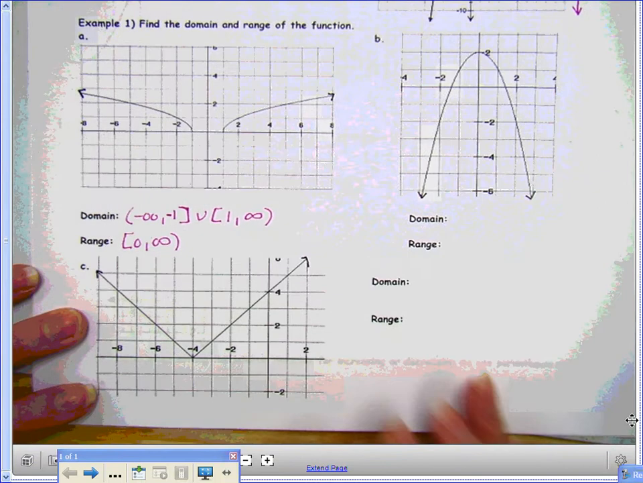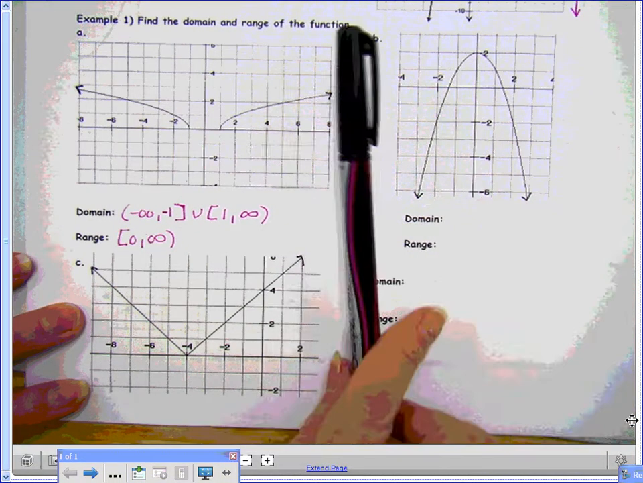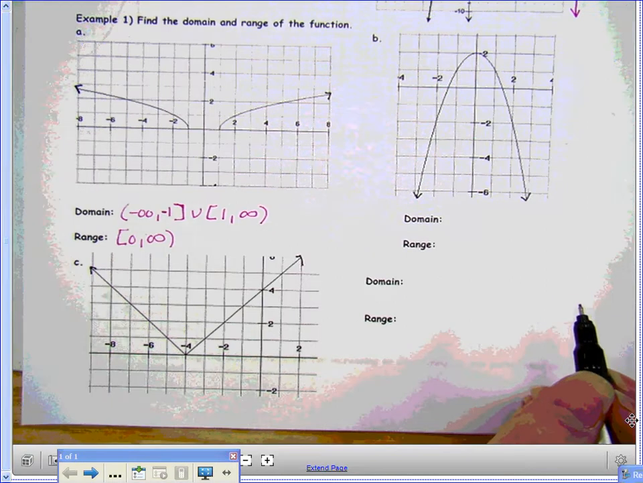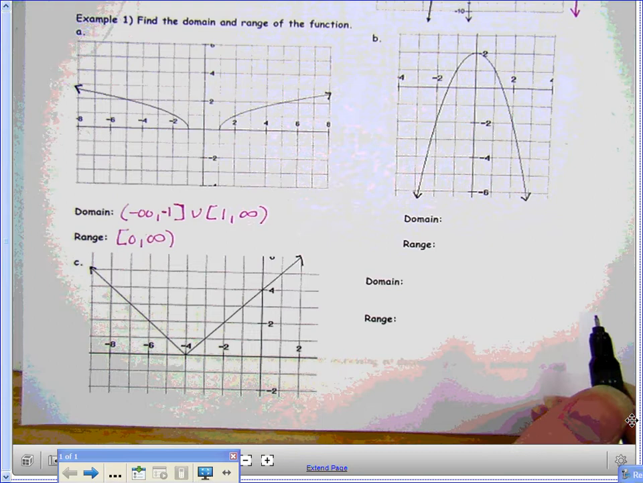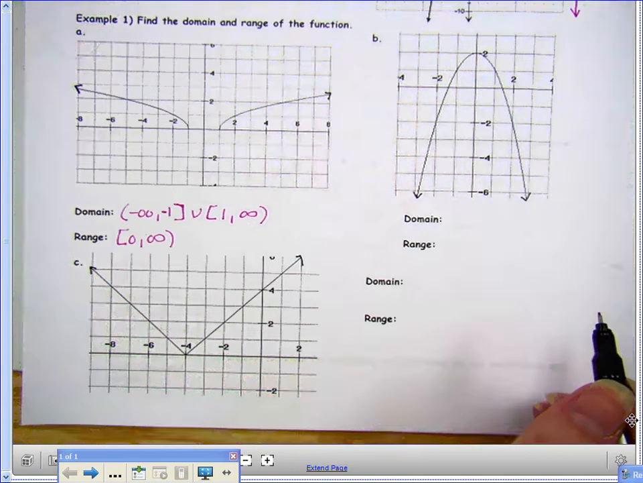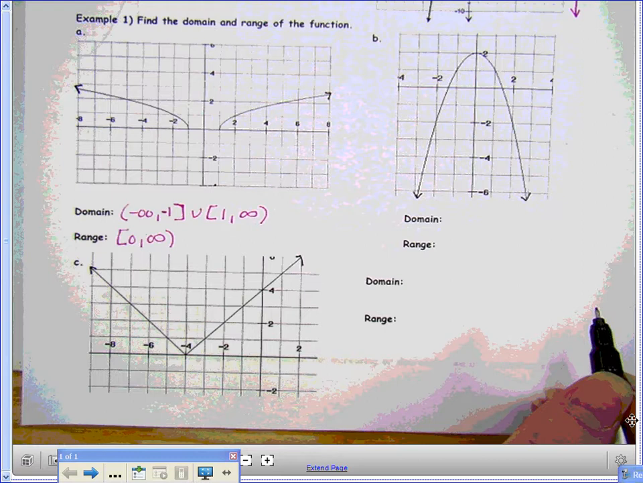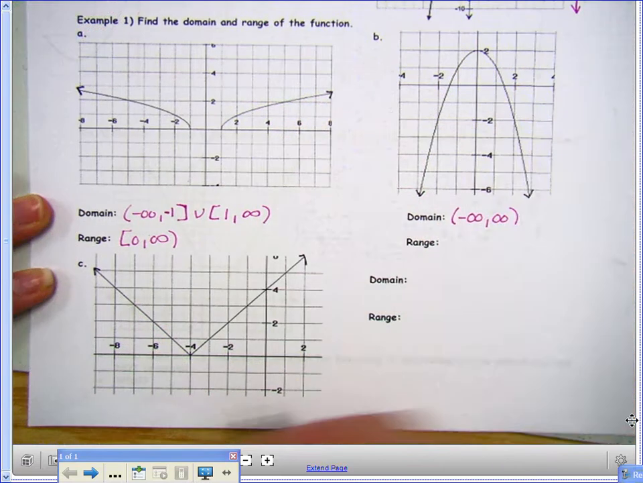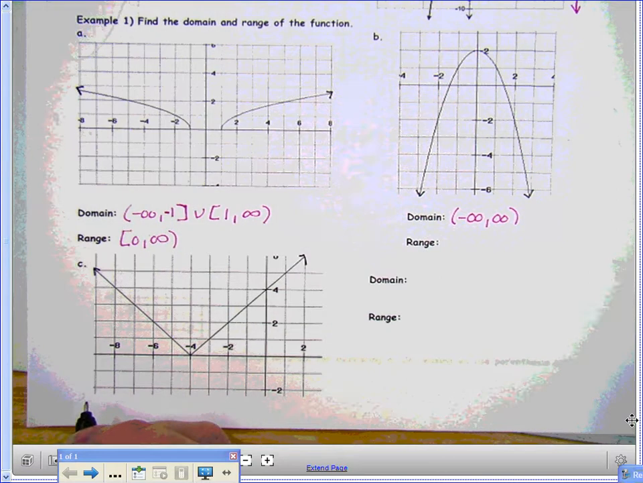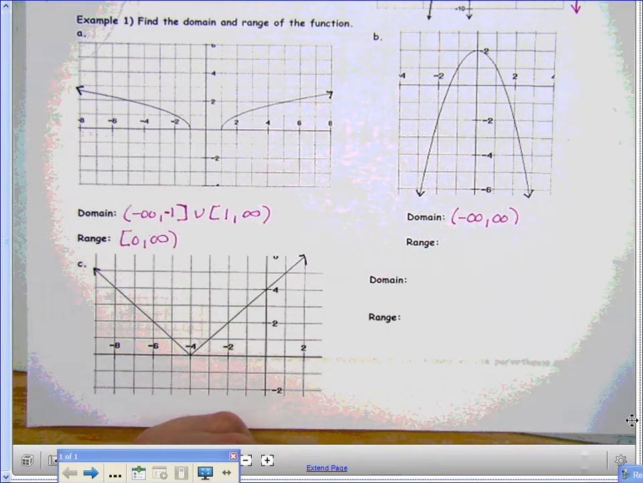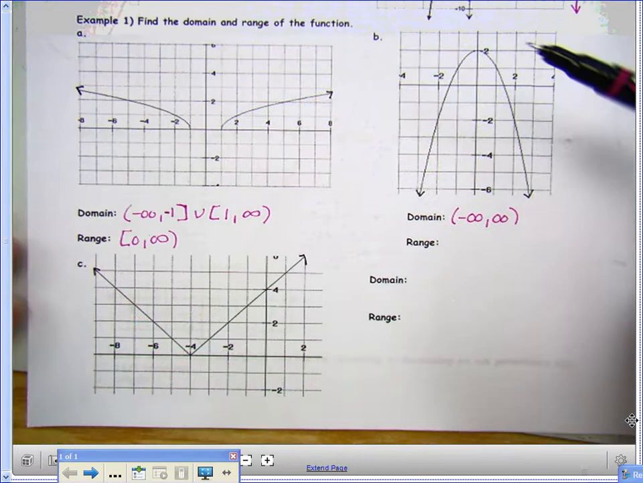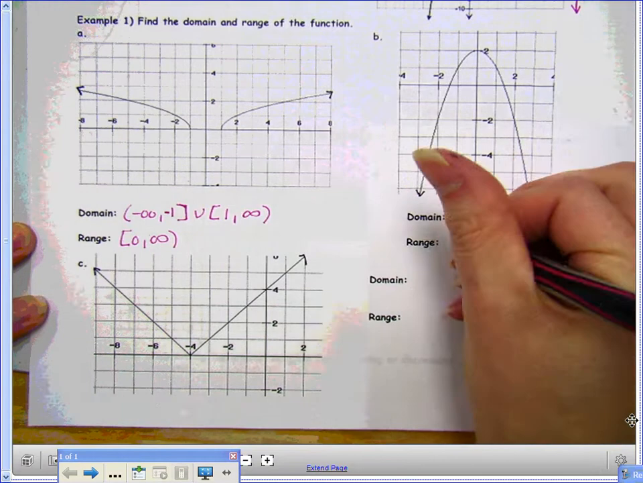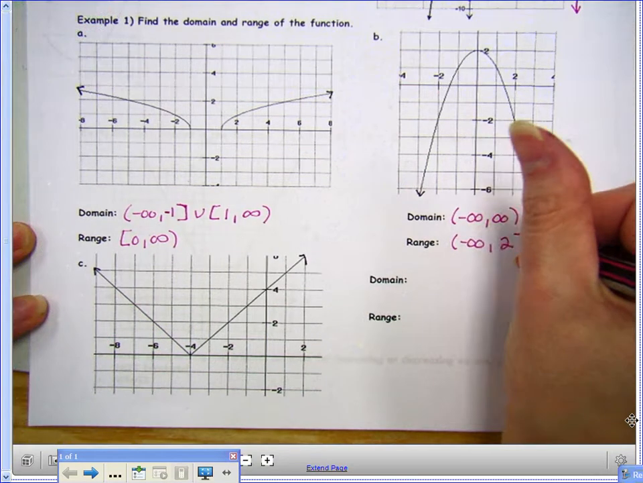So then for the next one, this is a parabola. Obviously, it's an upside-down parabola, so it's just an x squared. Can anyone give me my domain here? Right, negative infinity to infinity. Now, the range, however, is not all real numbers. The range, what is the highest point of my graph? 2, and I have numbers below that, so my range is different. My range would be negative infinity to 2, bracket.